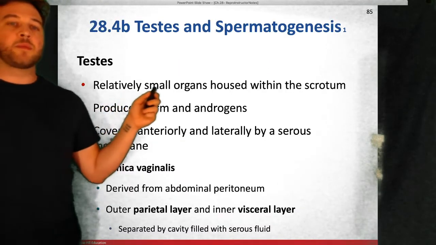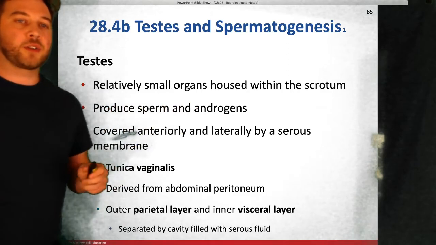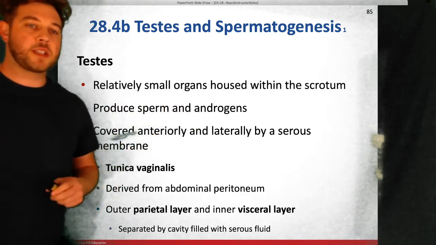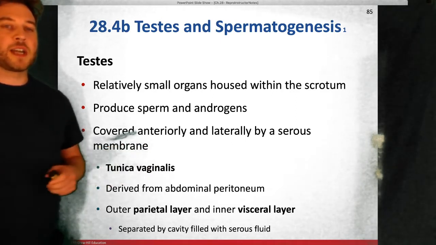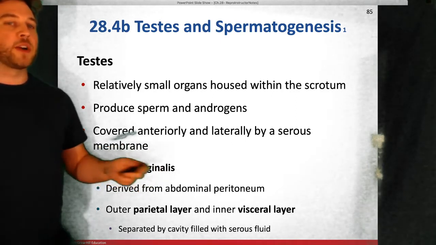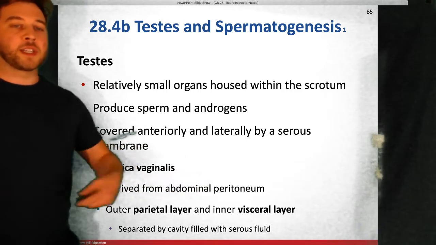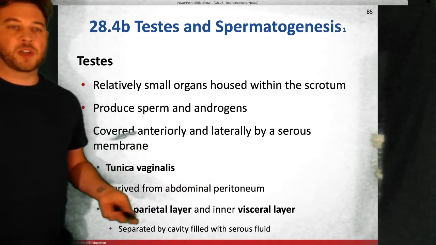Okay, so more about them. They are relatively small organs housed within the scrotum, producing sperm and androgens. Covered anteriorly by a serous membrane, your tunica vaginalis. It's part of the abdominal peritoneum. It has a parietal and visceral layer with a cavity with serous fluid.